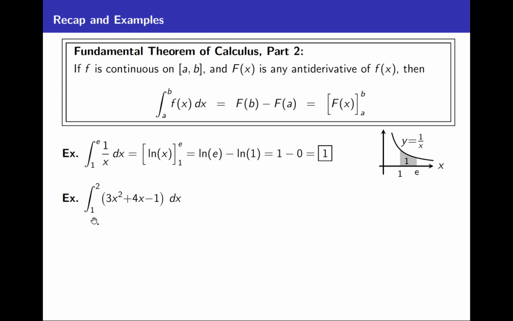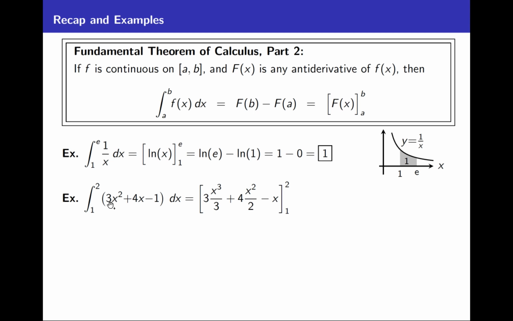Next example, the integral from 1 to 2 of 3x squared plus 4x minus 1 dx. So the fundamental theorem of calculus part 2 says that all we need to do to find that definite integral is to look for an antiderivative of 3x squared plus 4x minus 1, and then go from 1 to 2.